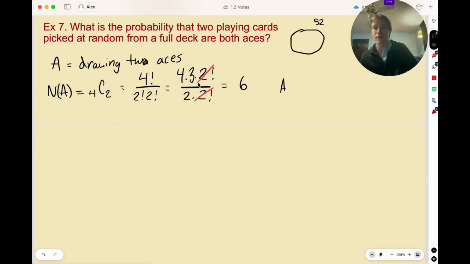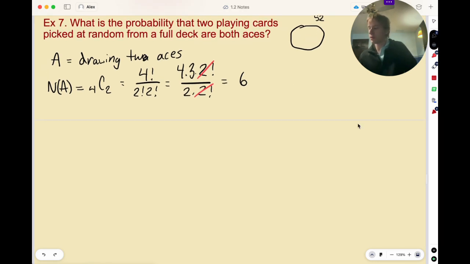So there's an ace of hearts. There's an ace of diamonds. There's an ace of clubs. There's an ace of spades. How many different ways are there to draw two of those? Okay, so think about that. You could probably list out the different possibilities.